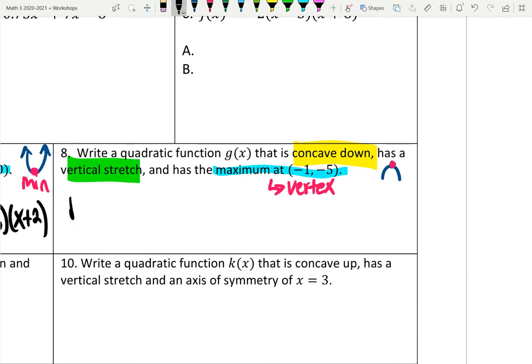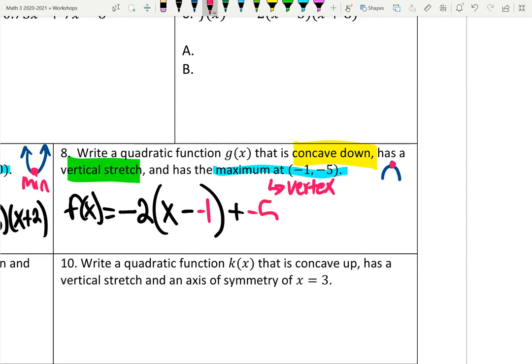So I'm going to go ahead and set it up. It is always going to be f of x is equal to the number. It's concave down, so it has to be a negative. I need to stretch it, I need to make it bigger. I'm going to stretch it by 2. And then the form is always x minus h, squared, plus k. h is negative 1. k is 5.